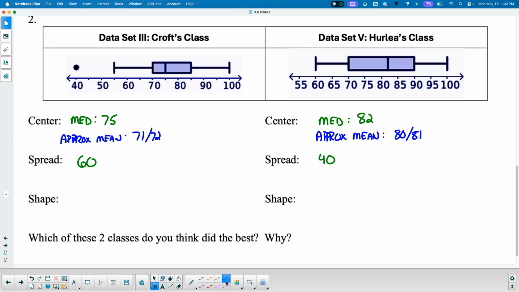Shape. Skewed right. Slightly. Shape on the second one. I'd go with a very slight skew left.